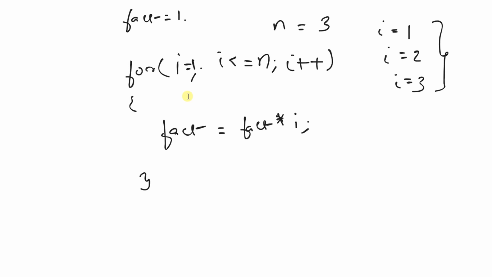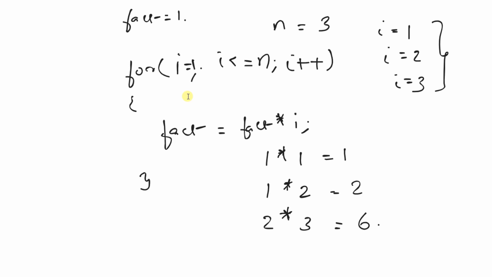So for the first iteration, i is equal to 1, so 1 into 1 is 1. For the second iteration, fact is 1 and i value is 2, so it is 2. Third iteration, fact is 2 and i value is 3.